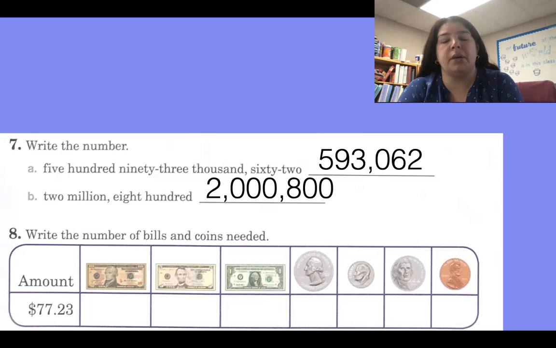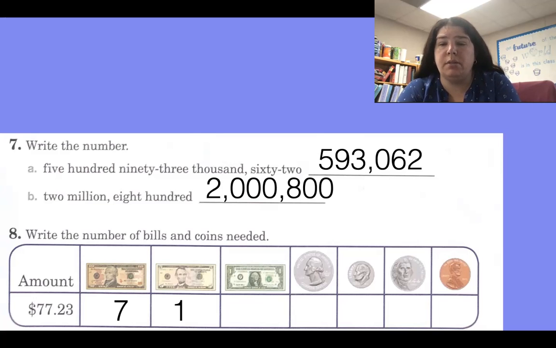Write the number of bills and coins needed. We need $77.23. How many $10 bills do I need? Good, 7. How many $5 bills will I need? 1 $5 bill. If I got two $5 bills, then it would be $80, and that's too much. So you only need 1. Now, so now we're at $75.